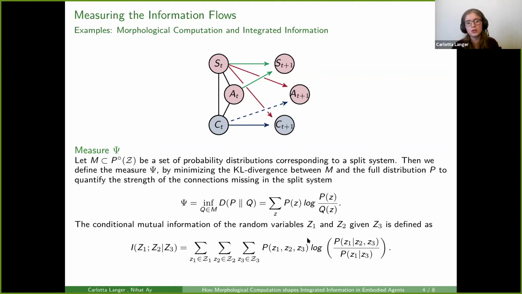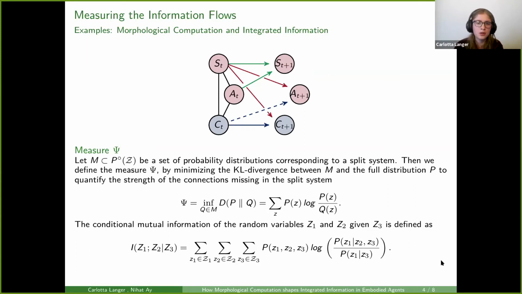The conditional mutual information between the random variables Z1 and Z2 given Z3 is defined in this way here. So we sum over that and take the logarithm of Z1 given Z2, Z3 divided by Z1 given Z3. Meaning that if this term is 0, then Z2 has really no influence on Z1 given Z3. So now this is a way in which we define some measures.